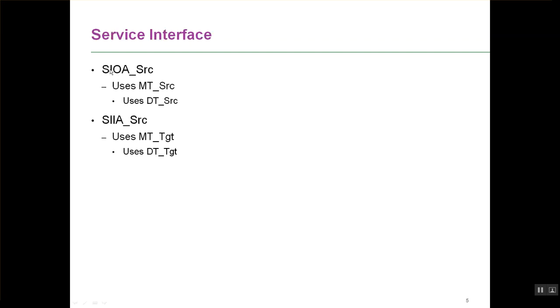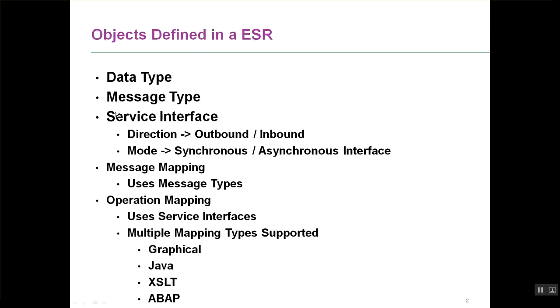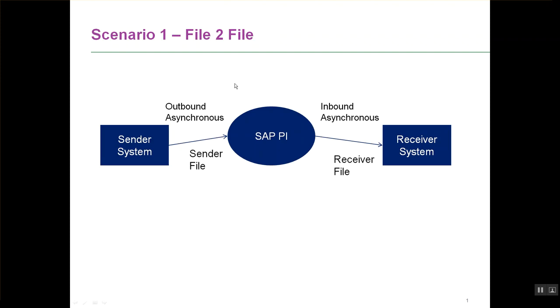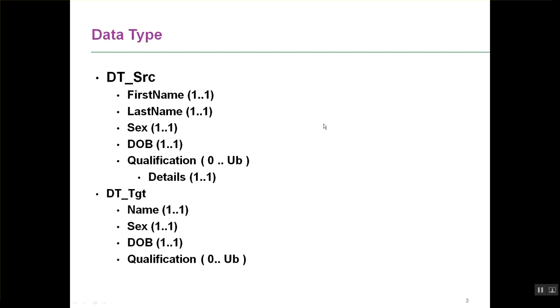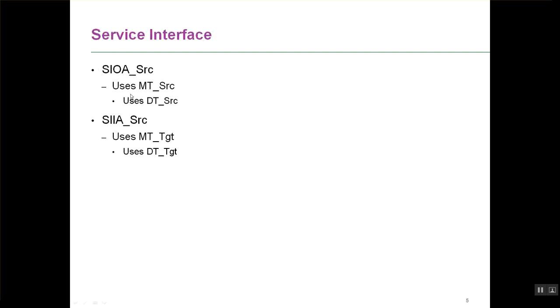Then you would define two service interfaces, one for the sending system and one for the receiving system. So SI_OA, what does this mean? SI stands for service interface, O stands for outbound, A stands for asynchronous. Same way, SI stands for service interface, I stands for inbound, asynchronous. So if you go back to the first slide, remember, we are going to define one outbound interface and one inbound interface, and both of them are asynchronous. So you are going to define those service interfaces here.